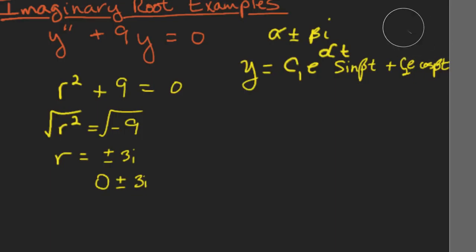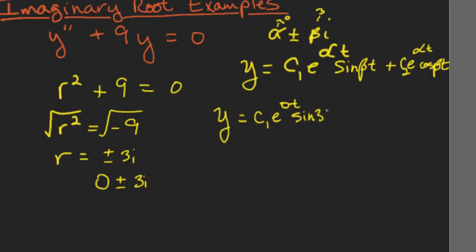So, what is my alpha and what is my beta? You might have a's and b's, doesn't matter, same thing. Well, this one is my 0 and this one is my 3. So we would have a general solution here of c1 e to the 0t sine 3t plus c2 e to the 0t cosine 3t.